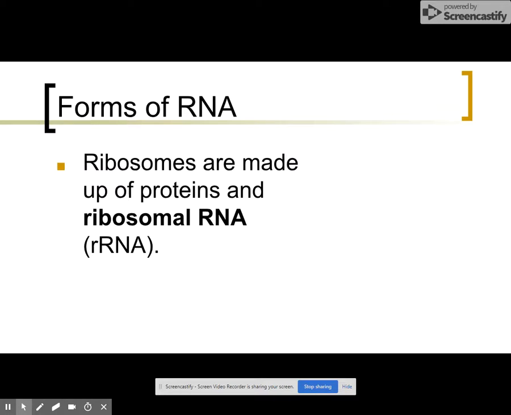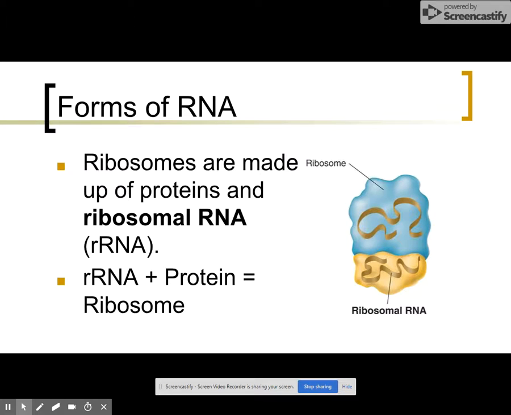Now, we also have ribosomal RNA, or rRNA, and ribosomes are made up of proteins and ribosomal RNA. So as we see here, this whole structure here is a ribosome, and what we see in here is the ribosomal RNA. So all we really need to know for our class is that a ribosome is a protein with rRNA. That's all you really need to know about rRNA.